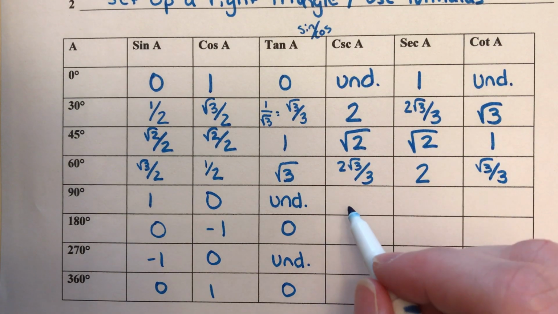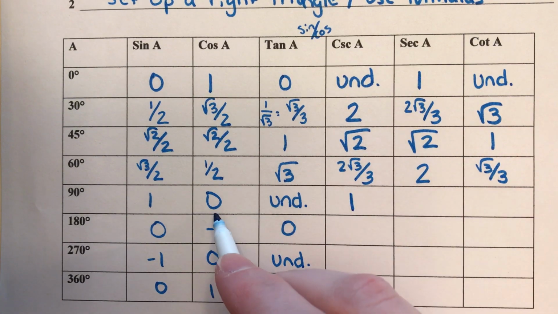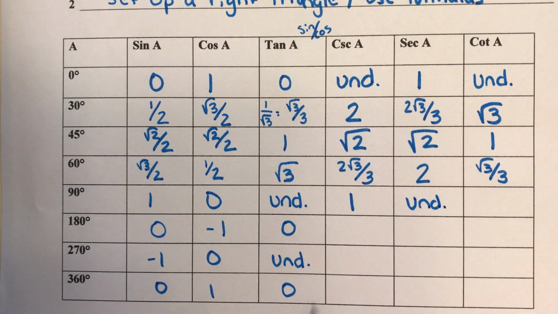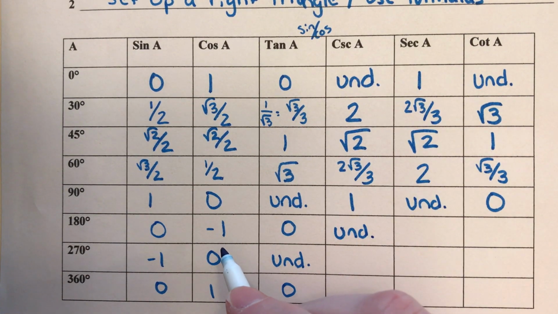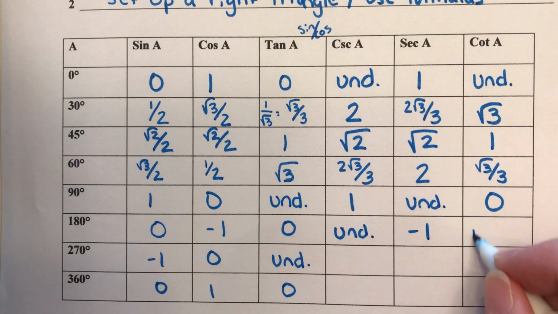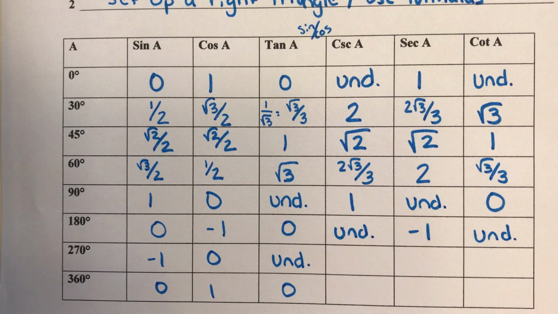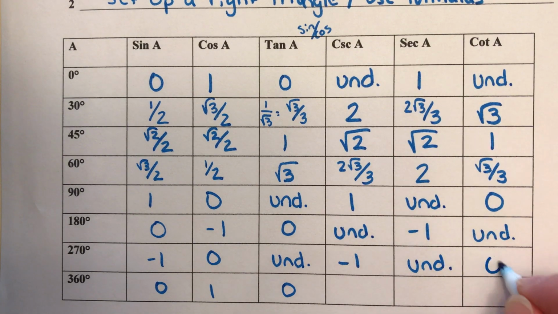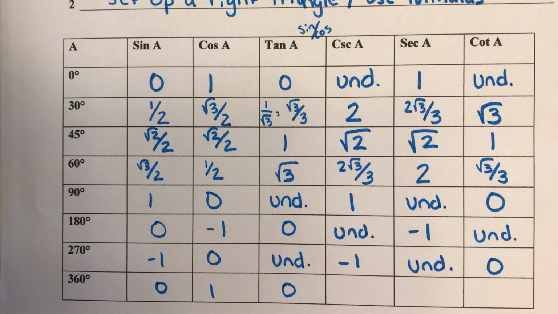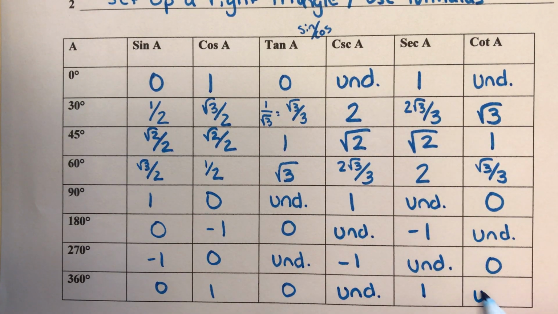For 90 degrees, cosecant, the reciprocal of 1 is 1, the reciprocal of 0 is undefined, and then the reciprocal of undefined would be 0. For 180, cosecant would be undefined. Secant, if I make negative 1 over 1 and flip it, it's still negative 1, and then we got undefined. For 270, cosecant would be negative 1, secant would be undefined, and cotangent would be 0. For 360, it's going to be the same as 0, so undefined, 1, and undefined.